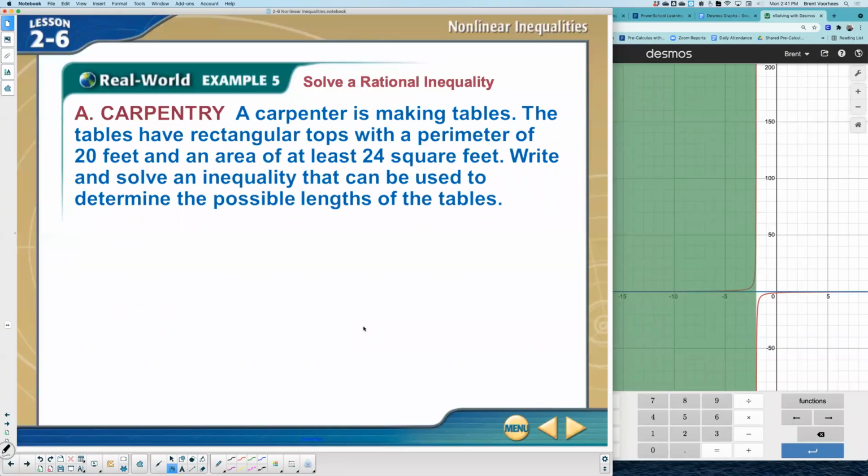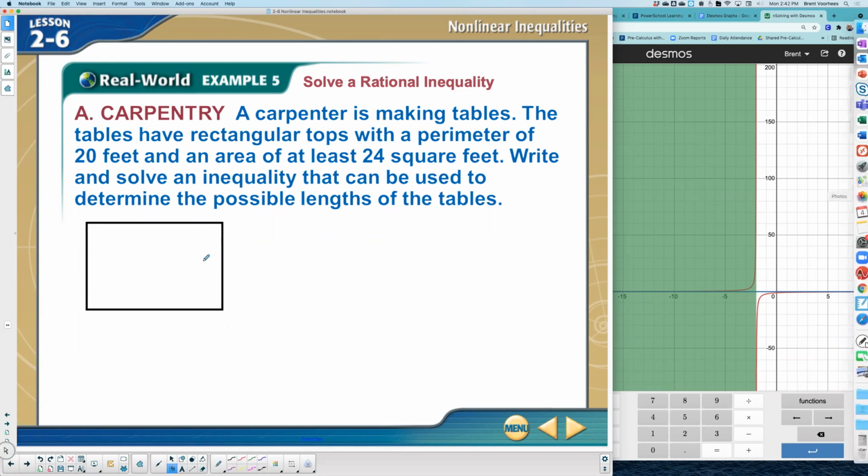Let's finish off with some word problems. How can this play out in word problems? So it says here, example 5, a carpenter is making tables. The tables have a rectangular top. And so to help us visually figure this out, I'm going to draw a rectangle. It has a rectangular top with a perimeter of 20 feet. So the first thing it says is the perimeter is 20 feet.